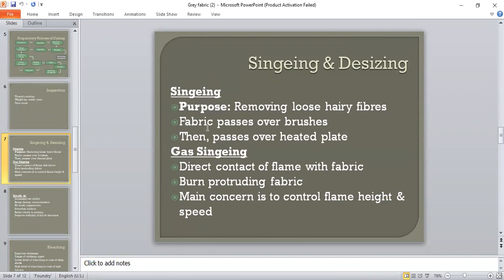The fabric passes over brushes to raise the fibers and then passes over a plate heated by gas flames. When done to fabrics containing cotton, this results in increasing wettability.